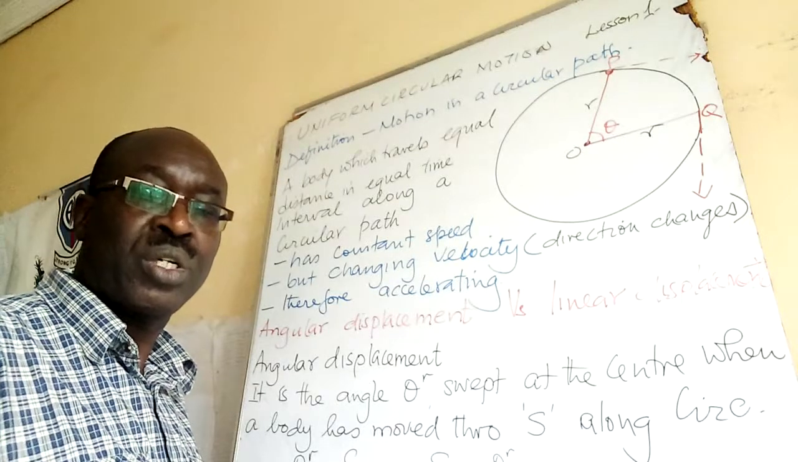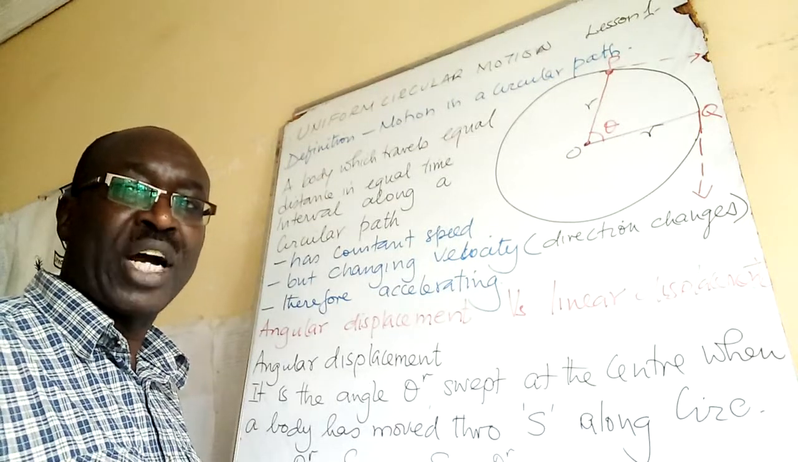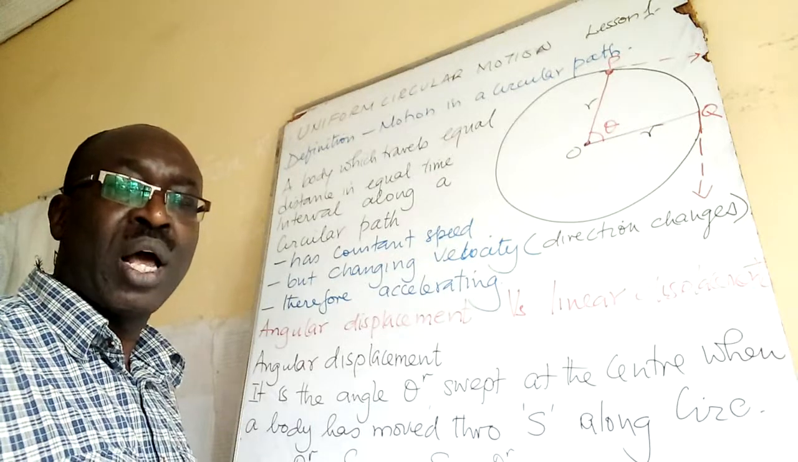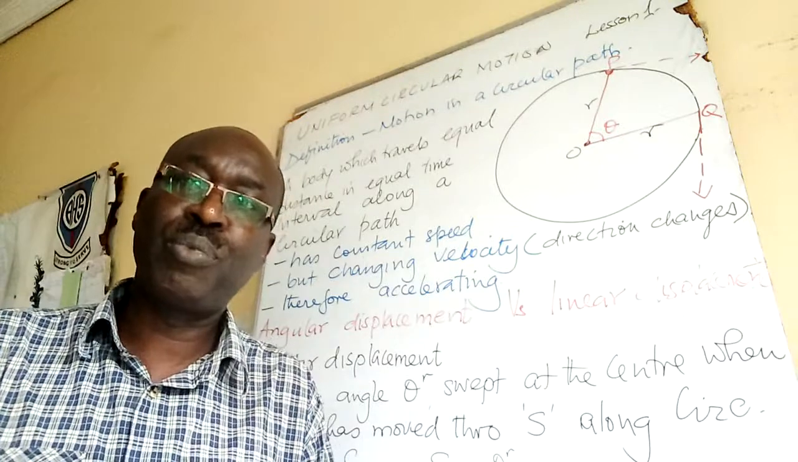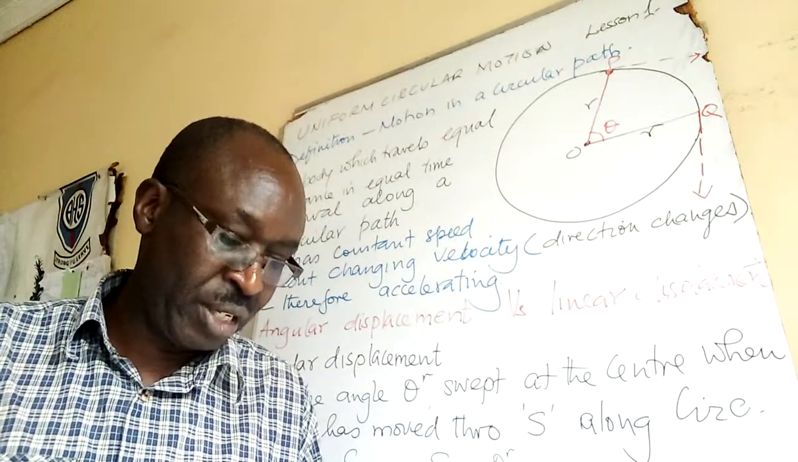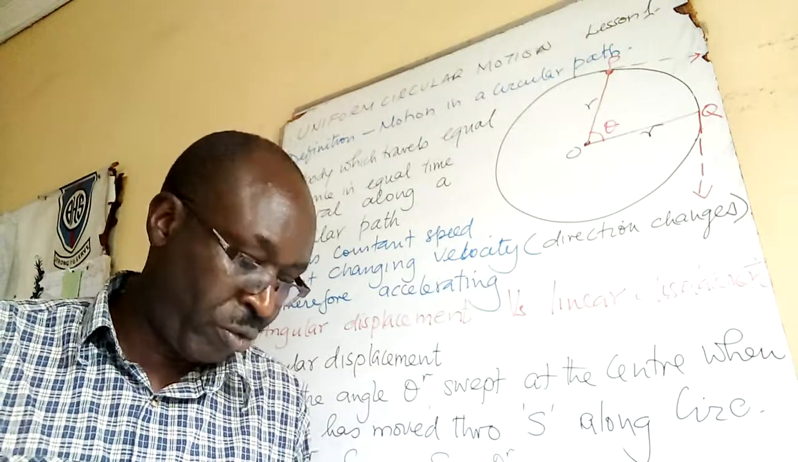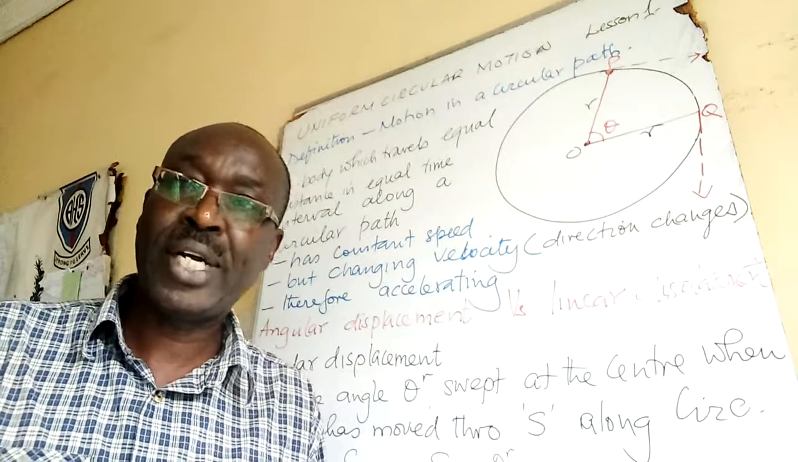Hello folks, welcome to a physics lesson, uniform circular motion. Uniform circular motion, that is book 4, chapter 2. Okay?